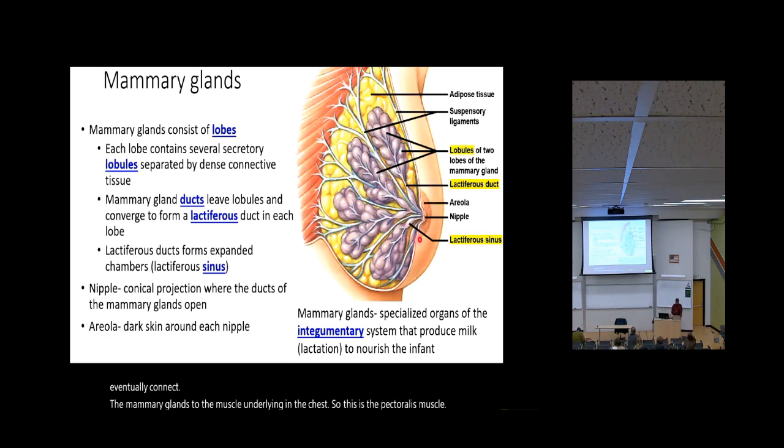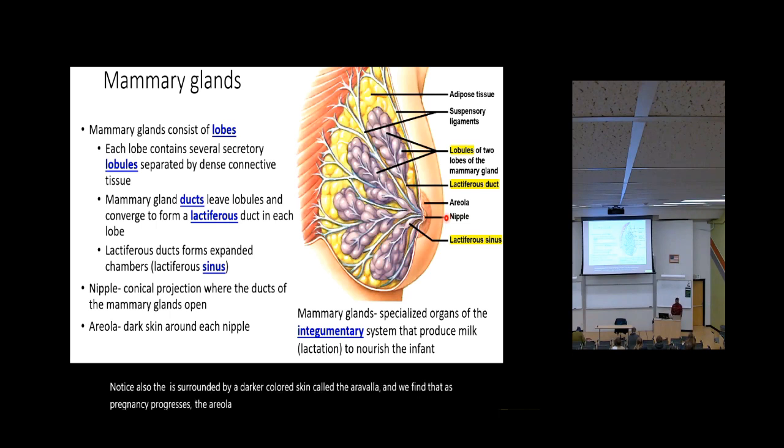Notice also the nipple is surrounded by a darker colored skin called the areola, and we find that as pregnancy progresses, the areola will become darker in color because of melanin pigment production. We talked about melanocyte stimulating hormone, MSH, in the endocrine system, and that can help the infant to see the nipple more easily and to latch on with greater ease as well. And so this is something we'll consider when we talk about changes in the body as the pregnancy progresses.